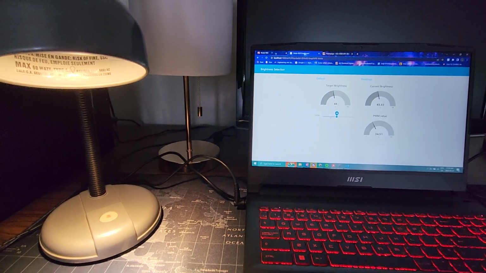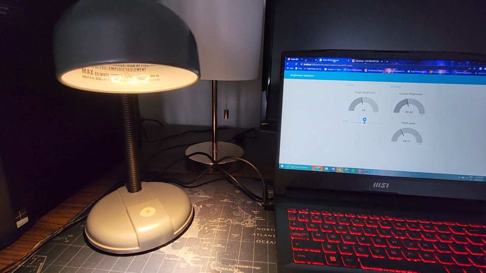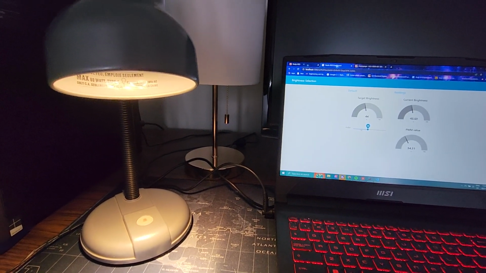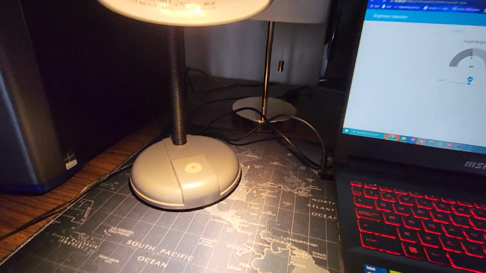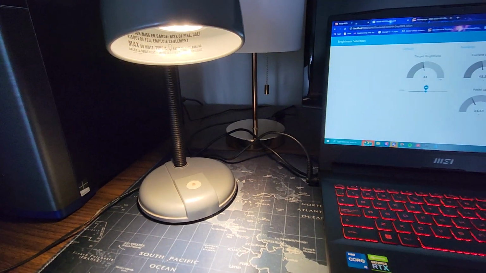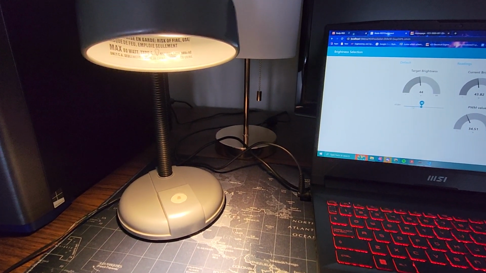Hello, this is the video demonstration of my ECE 5000 design project, the lamp that adjusts its brightness based on the surrounding light level. This is an Arduino-based project that reads the light level of the surrounding area via a light sensor and automatically adjusts the output brightness of an LED bulb to account for the surrounding light level.